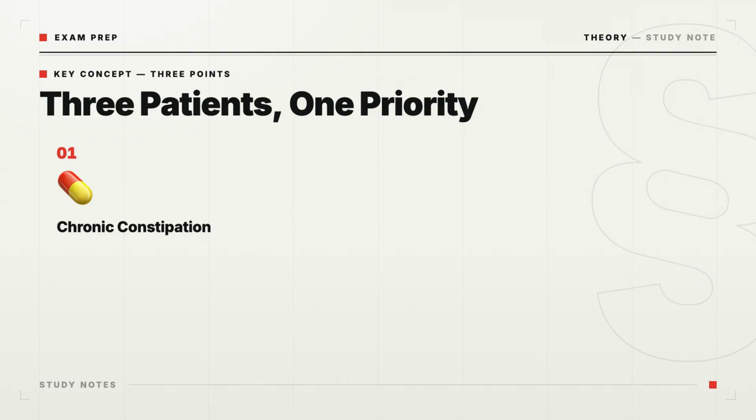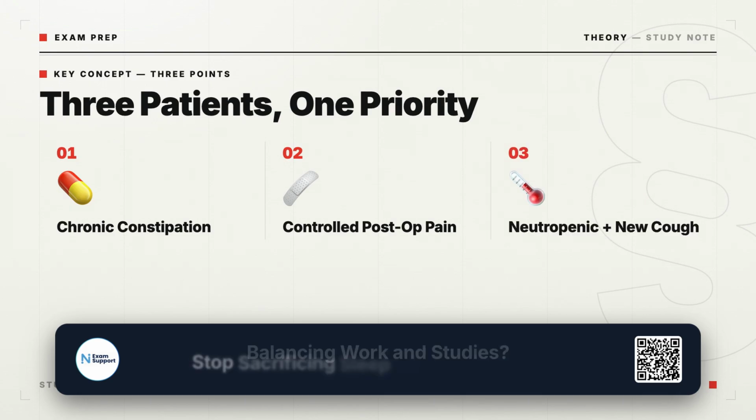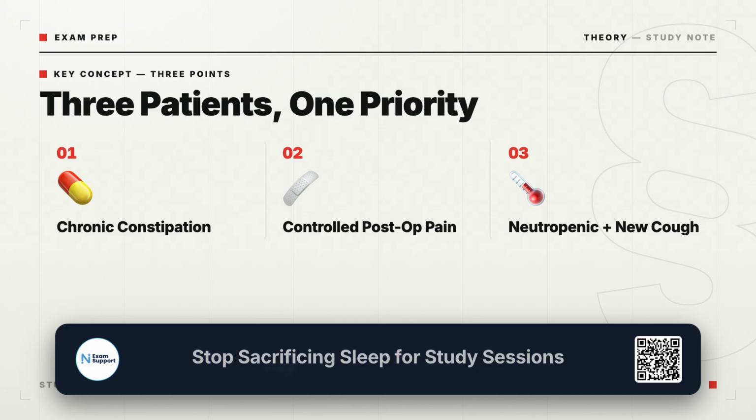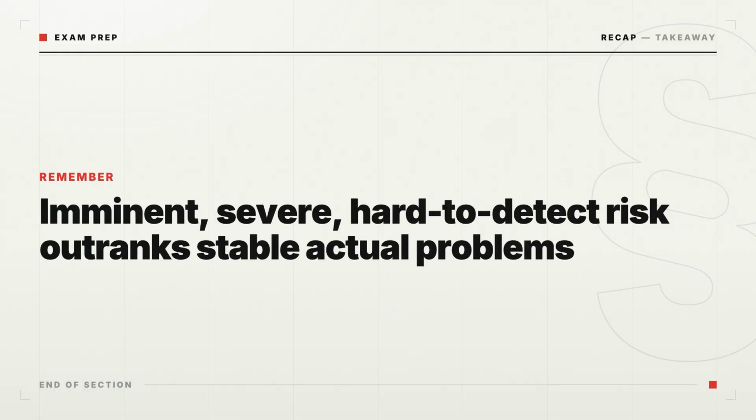Consider 3 patients, one with chronic constipation, one with well-controlled post-operative pain, and one who is neutropenic after chemotherapy with a new mild cough. The first 2 are real but stable problems. The third is a faint signal of a threat that could turn into septic shock within hours, so that patient is assessed first. This overturns the usual rule that an actual problem outranks a risk. In neutropenia, the risk is so imminent and severe that a mild cough demands attention before stable comfort needs that can safely wait.